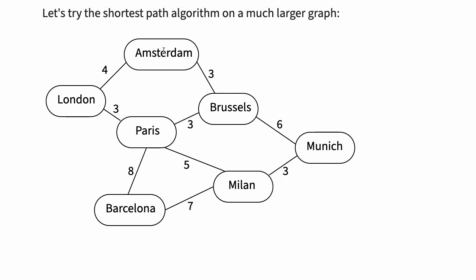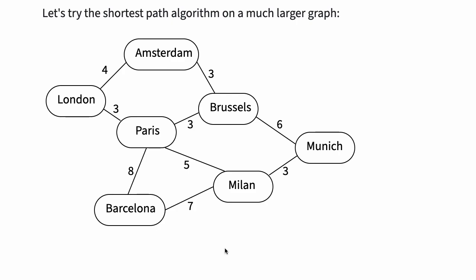The distance to Paris via Brussels is 6 plus 3, which is 9. Paris already exists, so we compare the calculated distance to the existing distance. 9 is greater than 3, so Paris's distance remains unchanged at 3. The distance to Munich via Brussels is 6 plus 6, which is 12. Munich is new, so we just add it to the tree.